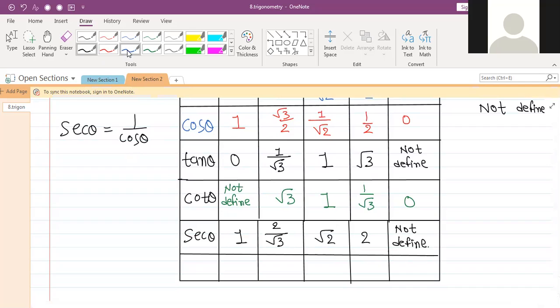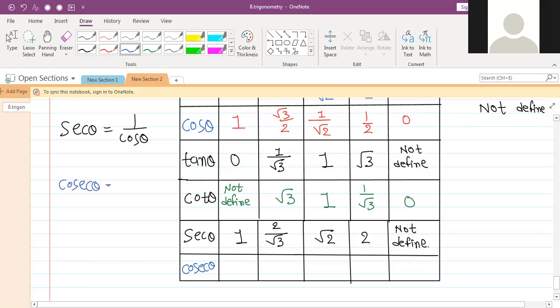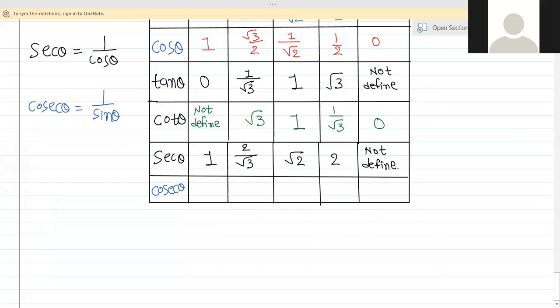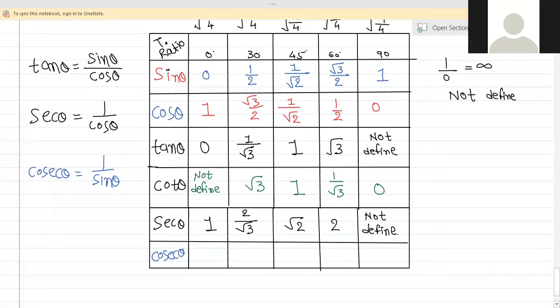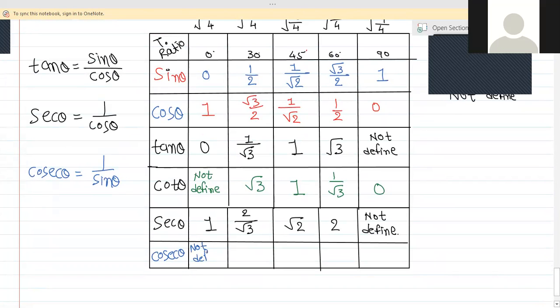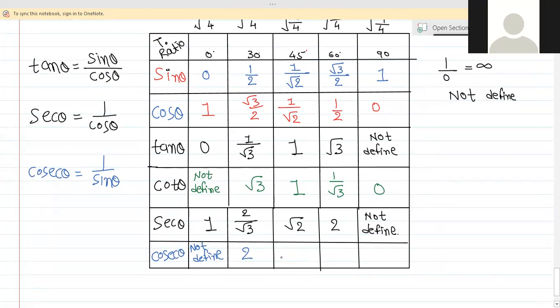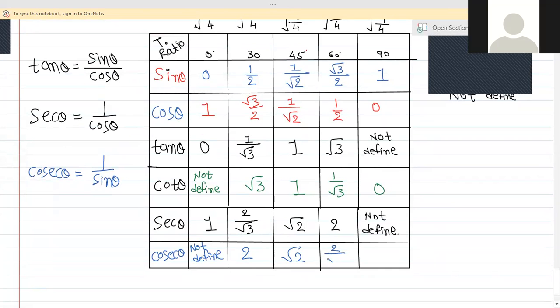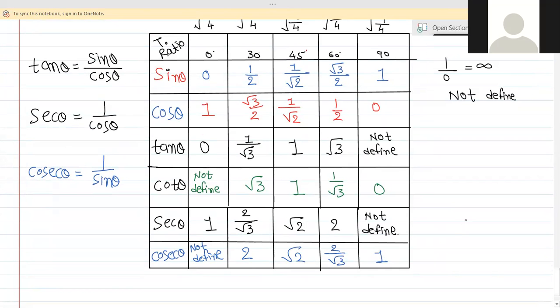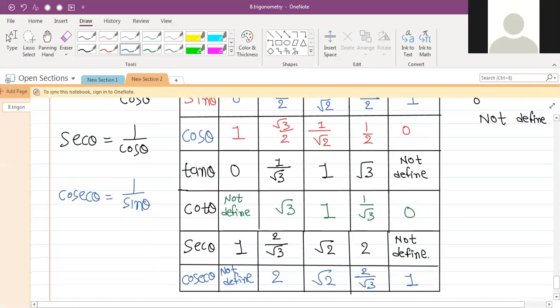Understand? Now we can find the value of cosec theta. We have two methods. Either we can write the reverse value of this, or we can take 1 upon sine theta. If I take 1 upon sine theta, that is 1 upon 0, which is not defined. Otherwise we can write the reciprocal of these values: 1 upon 1 by 2 is 2, root 2, 2 upon root 3, and here 1. Understand?